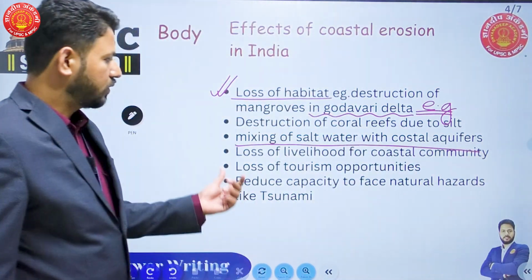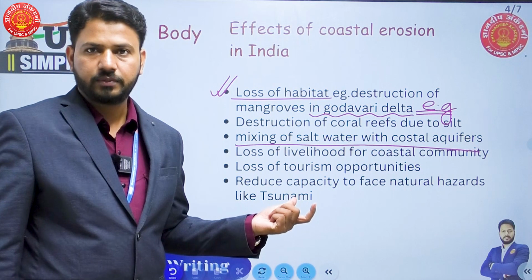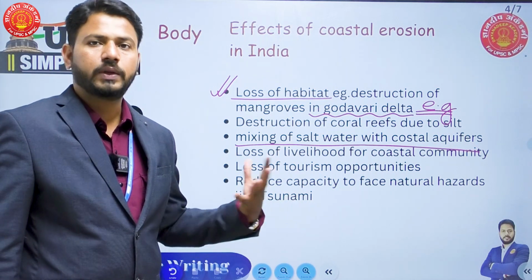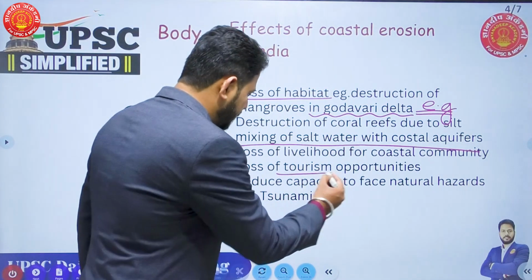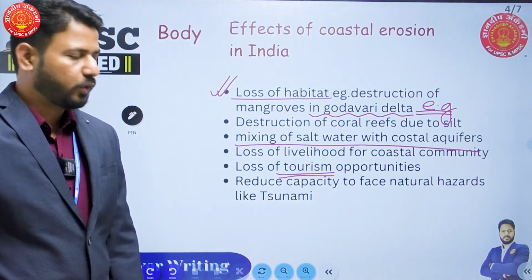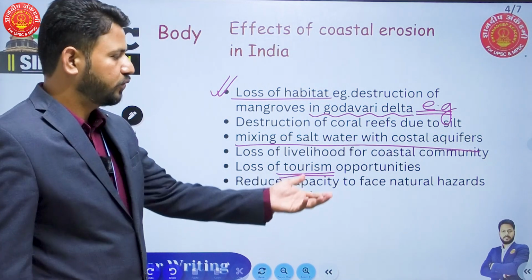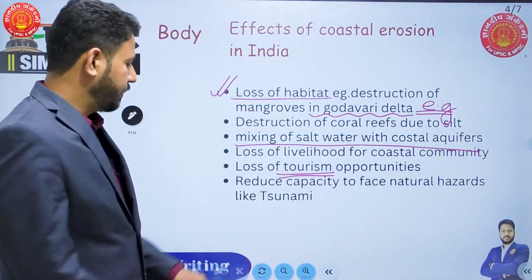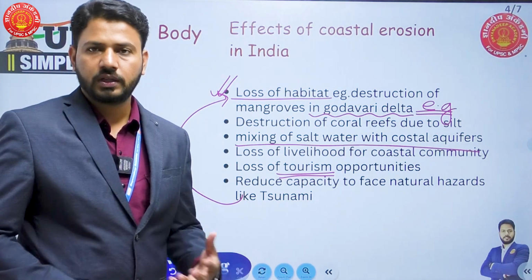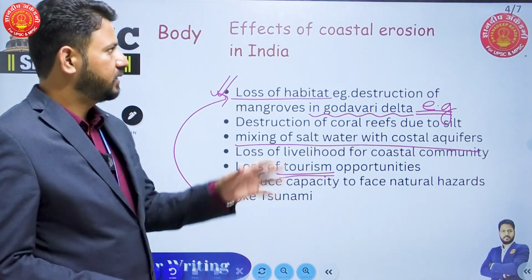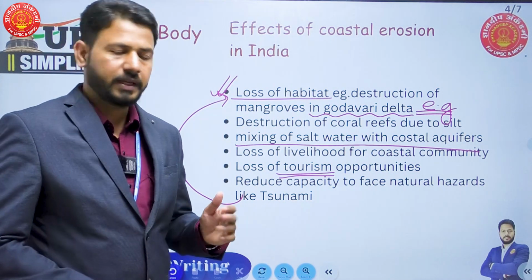Then loss of livelihood for coastal communities, because if there's erosion, that's going to hamper their livelihood status. And loss of tourism opportunity is also one important point. And reduced capacity to face natural hazards like tsunami. This is a direct outcome of losing mangroves and the coastal vegetation. So these are all the effects of coastal erosion in India.